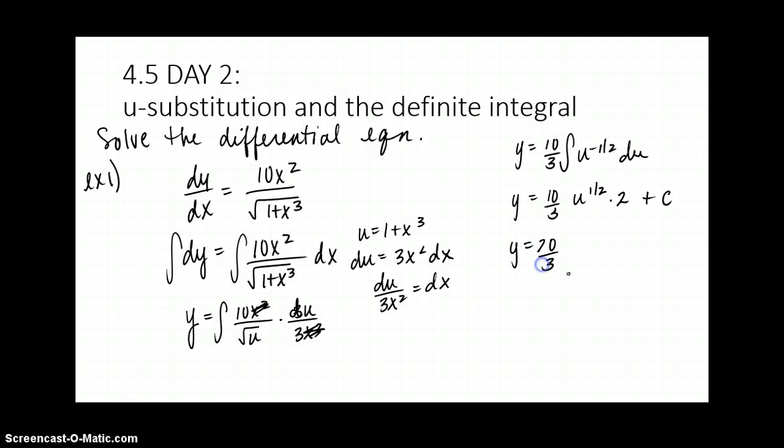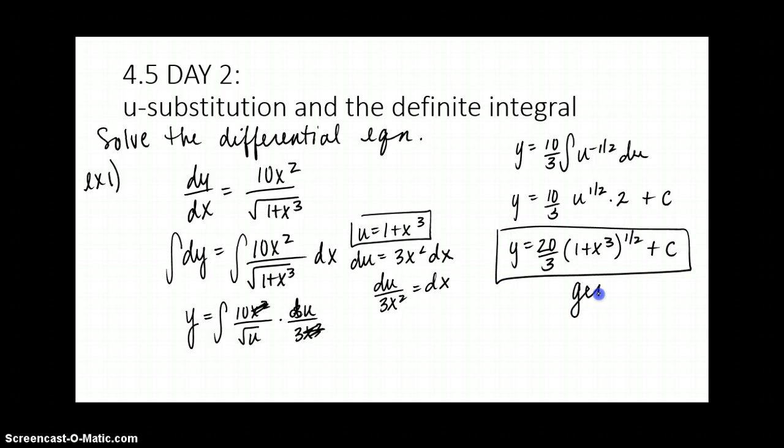So our final step, replace u with 1 plus x cubed. So that's a 20. Remember, this was called the general solution to the differential equation.